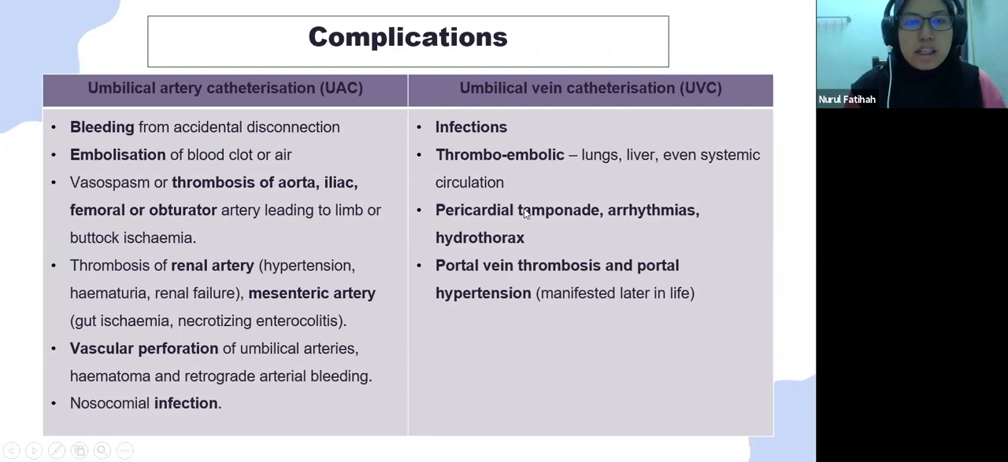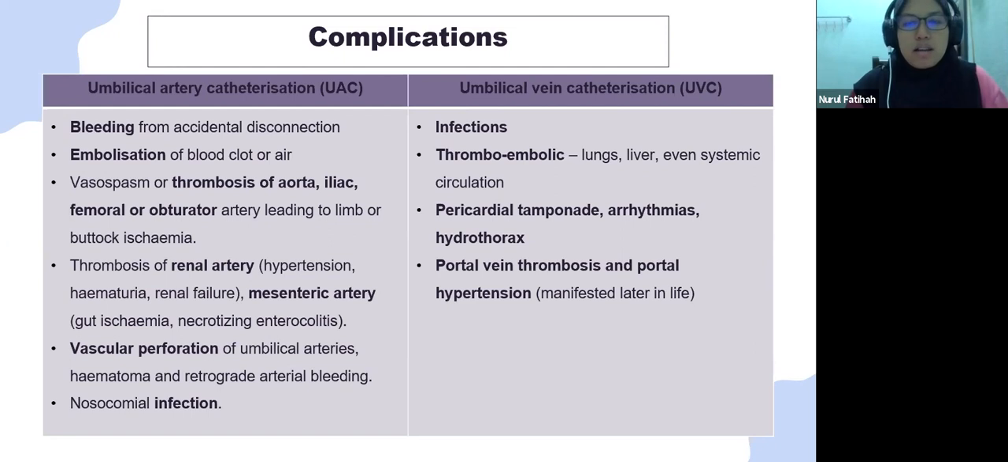All right, for complications of umbilical artery catheterization, first one is bleeding from accidental disconnection. That's why we have to secure the catheter and check the length, the marking, every day. And then next complication is embolization of blood clot or air, and thrombosis of the aorta or iliac, femoral and obturator artery, which can lead to limb ischemia. And then thrombosis of the renal artery, which can lead to renal failure and hypertension, thrombosis in the mesenteric artery, which can lead to gut ischemia or necrotizing enterocolitis, and also vascular perforation, and last but not least, nosocomial infection.